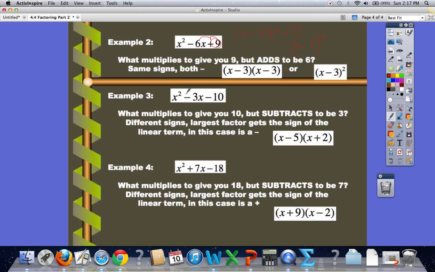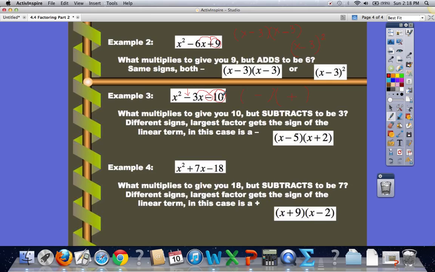All right, example 3, x squared minus 3x minus 10. Look and see what we need. You know you're going to have parentheses. So we look on the back and it's a negative. That means my signs are going to be different. Then this is going to be the sign of my biggest factor when I find out what they are. So you will then say, factors of 10 that subtract, because it's a subtraction back here, subtract to be 3. What multiplies to give you 10 but subtracts to be 3?